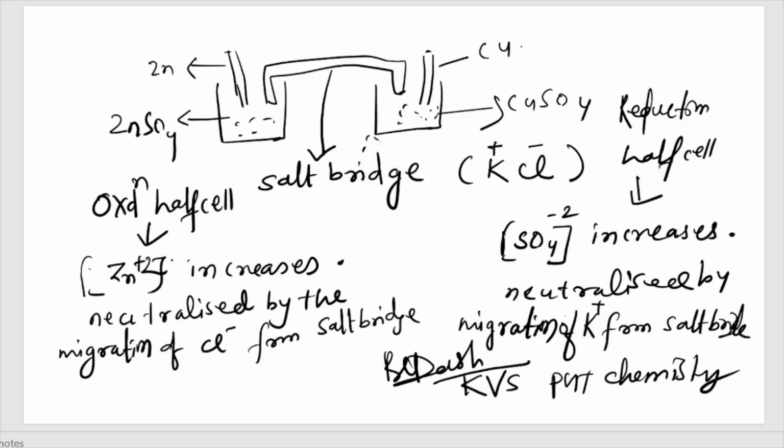Salt bridge contains, for example, potassium chloride, where potassium is plus 1, Cl is minus 1. The Cl minus will help to neutralize the excess of Zn plus 2. Similarly, SO4 minus 2 increases on the right side, which is neutralized by the migration of K plus from salt bridge. That means SO4 minus 2 is neutralized by K plus from the salt bridge. This is the main function of salt bridge, and I hope the whole topic is clear to you.